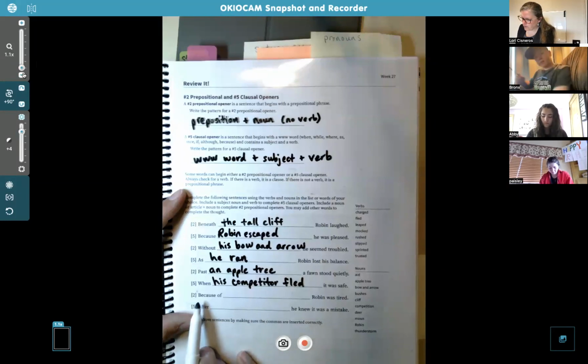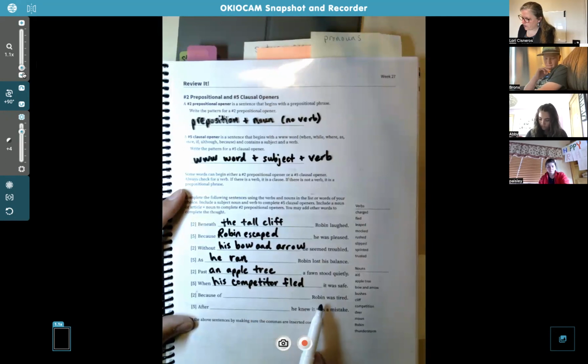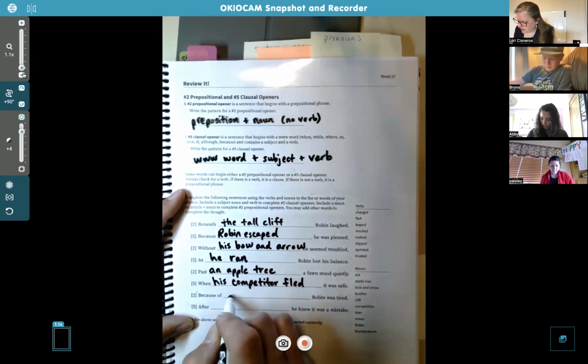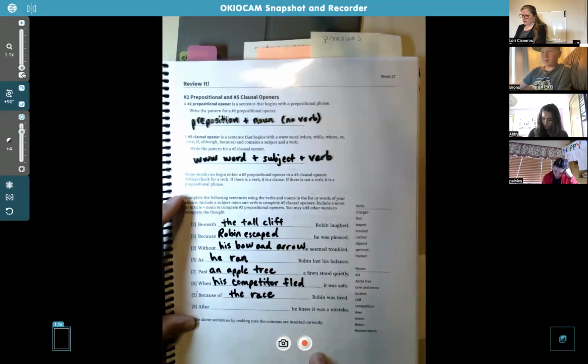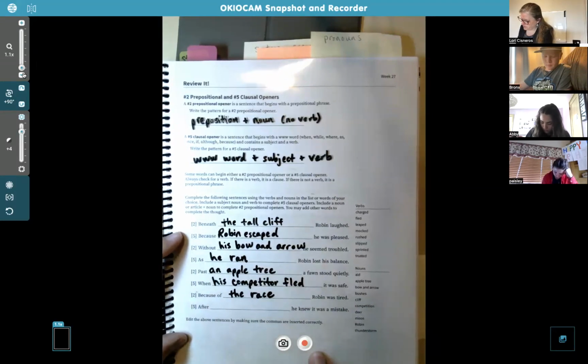Okay, so Paisley, this one's prepositional, so no verb for this one. Because of blank, Robin was tired. Because... you probably needed an article there, like the or something. Because of the race, he was tired. Yes, I like that. Because of the race, Robin was tired. Good.